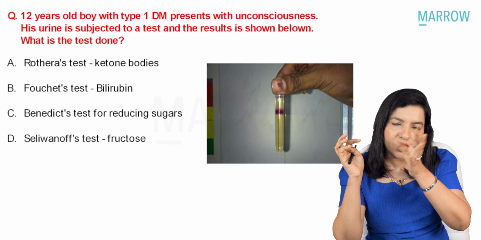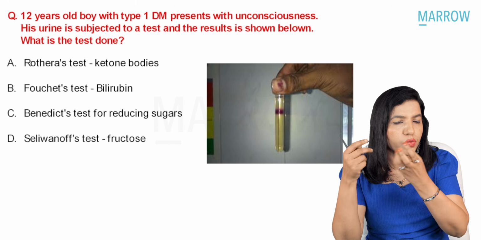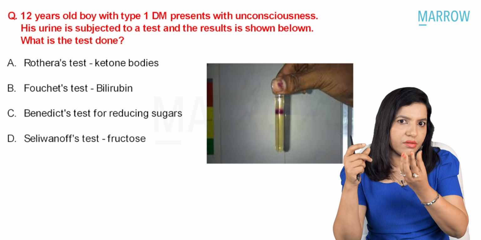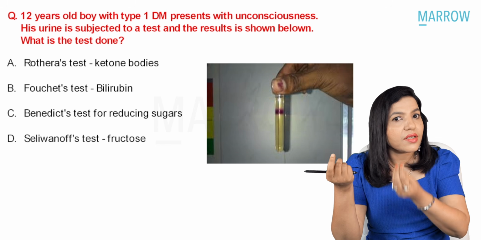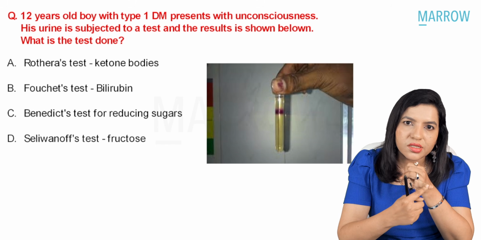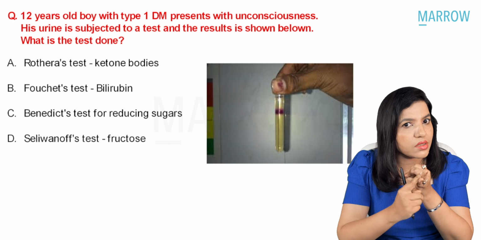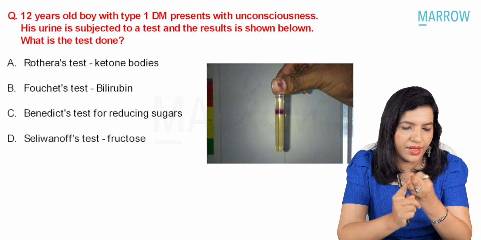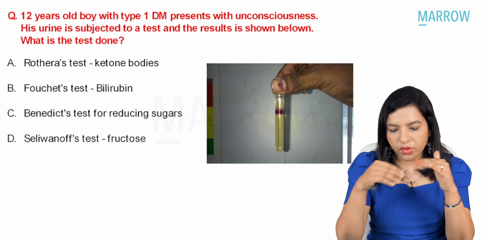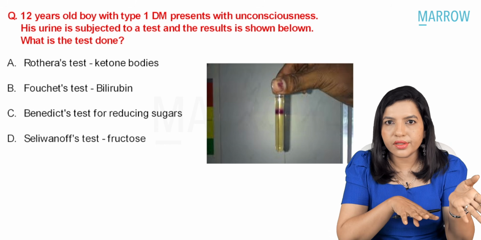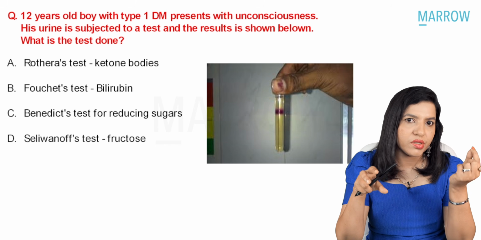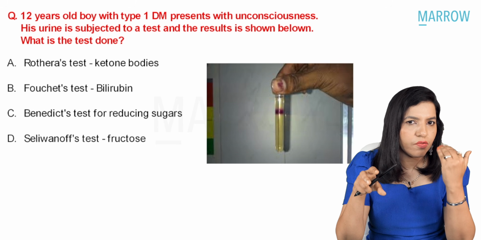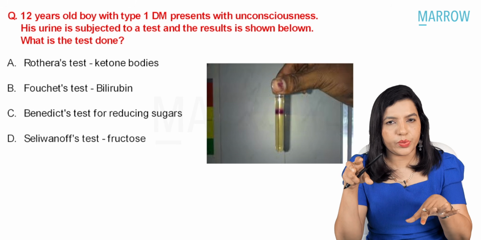Similarly, in Rothera's test also, instead of doing a test inside a test tube, there are keto sticks. So urine dipsticks for glucose are available, and urine dipsticks for ketone bodies are also available. Okay, so in this picture, we are not seeing any keto sticks or glucose sticks. What we are seeing is a test where a purple ring is seen at the junction of two liquids. So what is it?